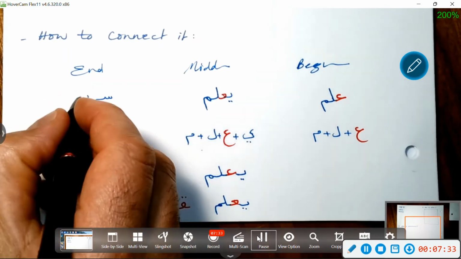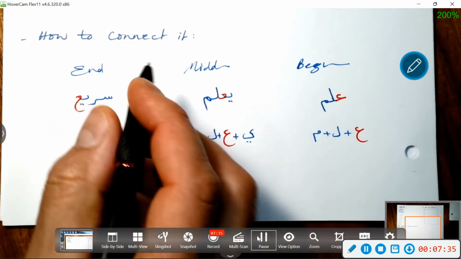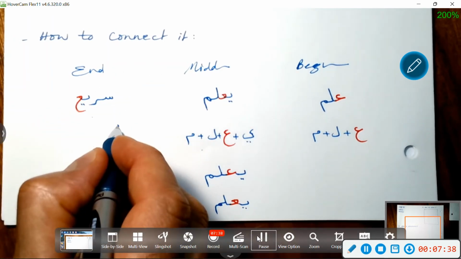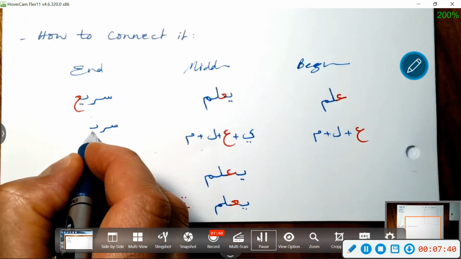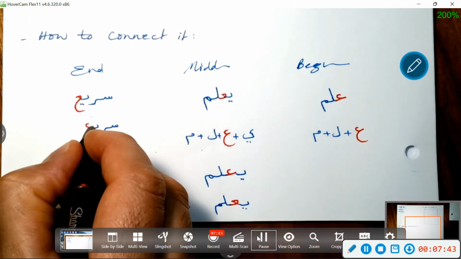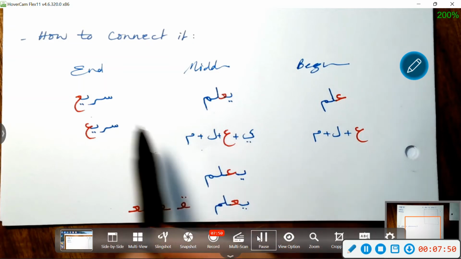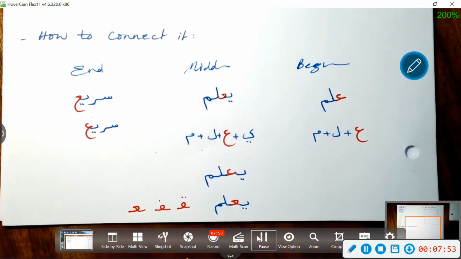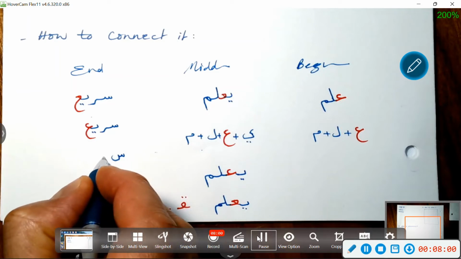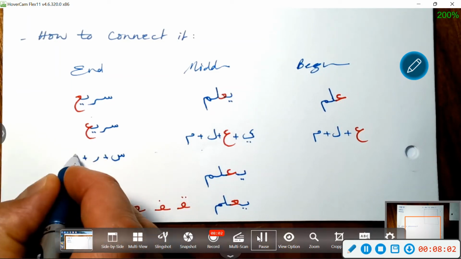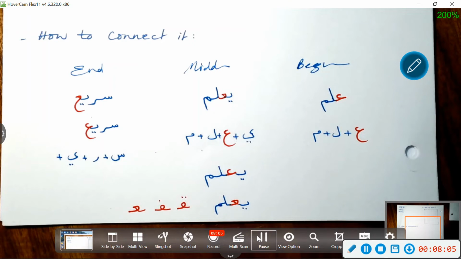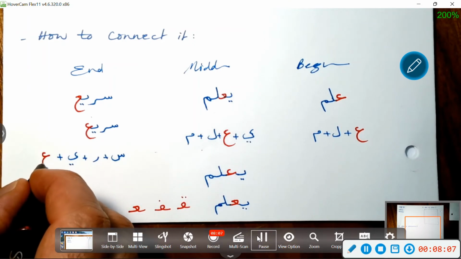Sariya. Same thing. Now, we can write it this way, and we can write it also this way. But as I said, in handwriting, if you're not doing any calligraphy, most likely it's supposed to be closed because this is the fastest way to write the letter. Now here we have Sin, we have Ra, we have Ya, and we have letter Ain.